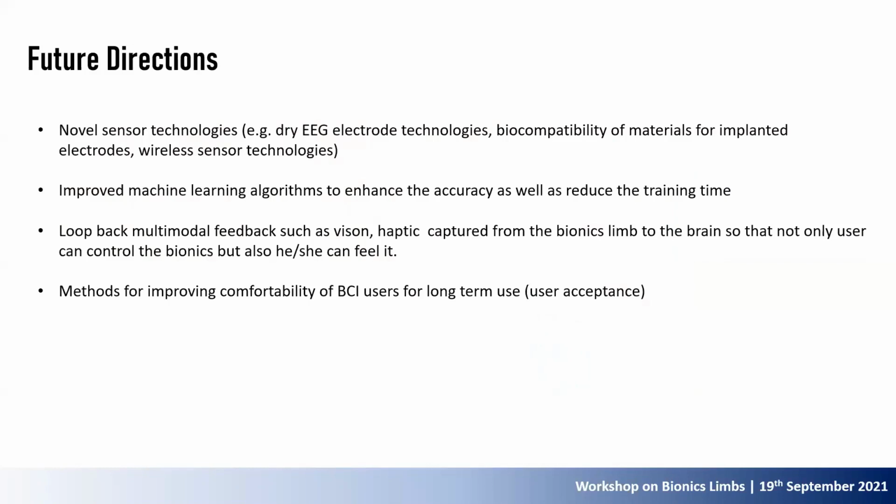So that's it, this is my final slide. As you can see, BCI and bionics are very exciting fields of research as well as industry, which have a lot of potential for further improvements. As for future directions, I would love to see new sensor technologies for detecting brain signals, especially dry electrodes and bio-compatible electrodes for implanted electrodes, for example if we are going for invasive type brain sensors, and also wireless sensor technology will be really helpful to improve the BCI field.